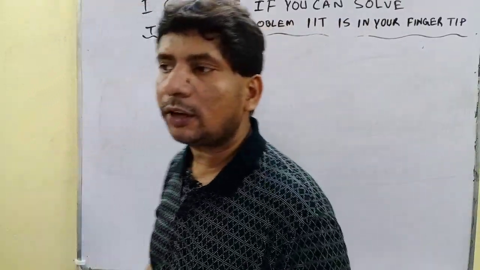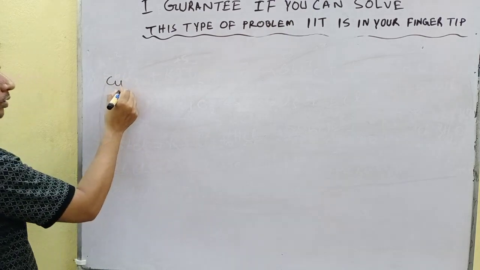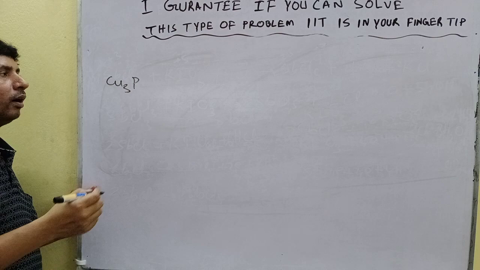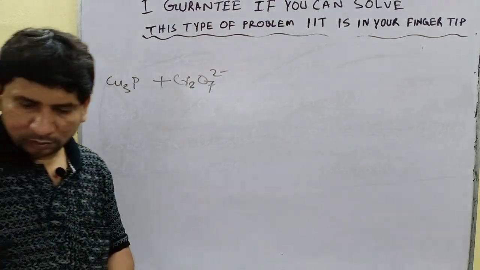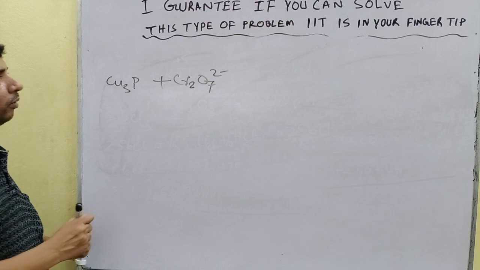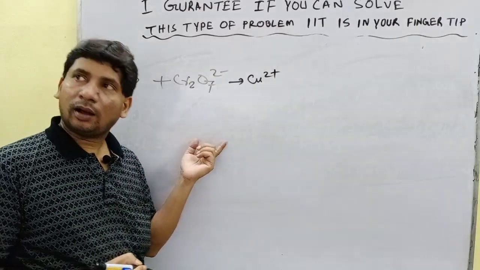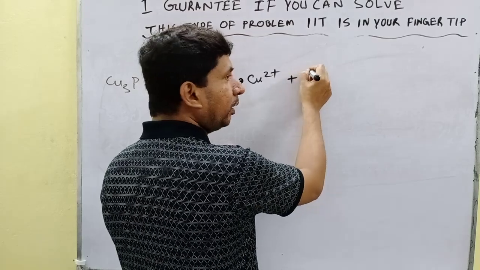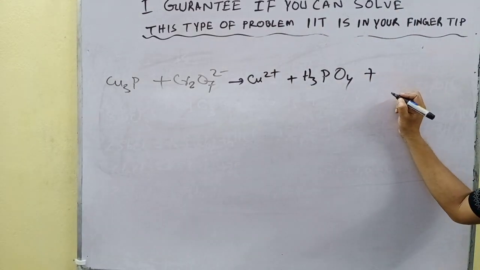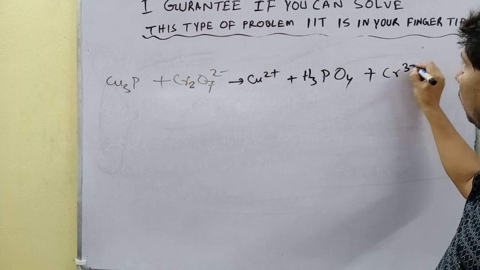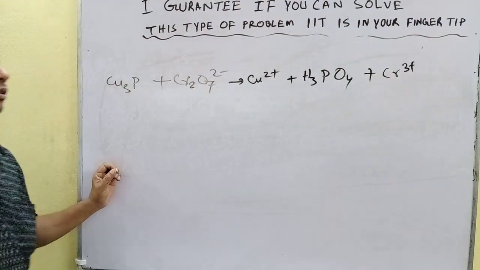And there is another typical type of reaction we can use, that is Cu3P plus Cr2O7 2 minus. From here we'll get Cu2 plus, plus H3PO4, that means H3PO4, and plus Cr3 plus. So this is the equation to get the balanced equation.